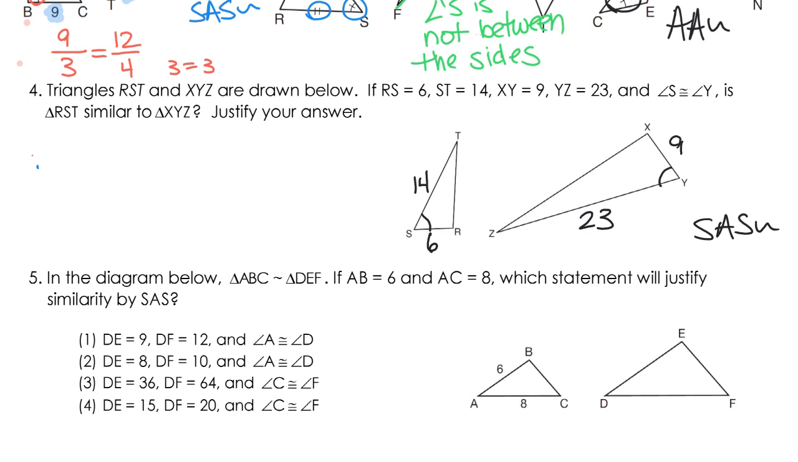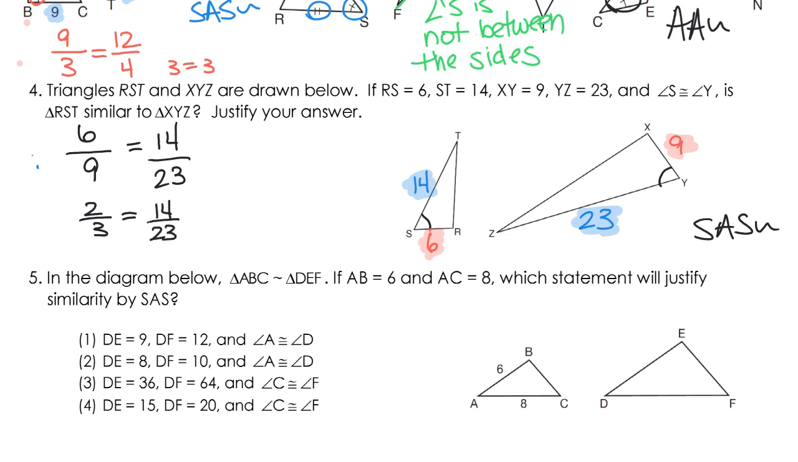We're going to go ahead and highlight our small sides. Here's the 6 and here the 9 and our large sides. And now we can go ahead and compare. All right. So I'm going to take 6 and divide it by 9 and see if that's equal to 14 divided by 23. All right. 6 divided by 9 is 2/3. And 14 divided by 23 is 14 over 23. That doesn't reduce to 2/3.